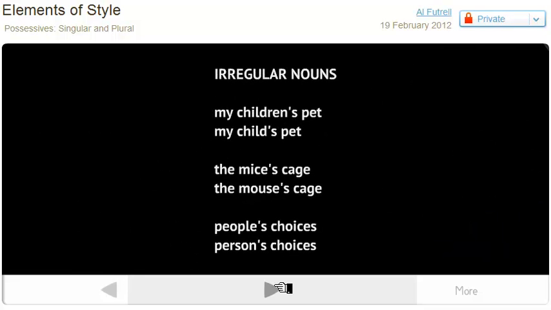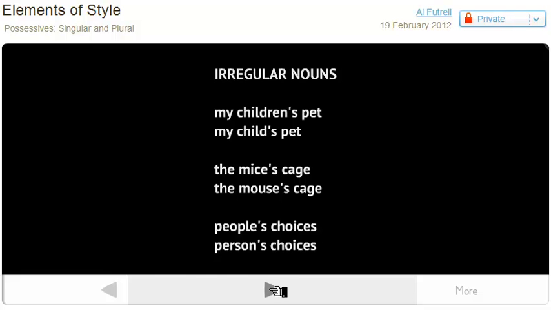Irregular nouns. These are the ones that don't add an S for the plural. So for example, the plural of child is children. So what do we do? We just treat it like a singular possessive. Children's pet. Mice's cage for mouse's cage. Look at people's choices and person's choices. This one's a little more interesting. Person is singular, but we have a whole bunch of choices. Doesn't make any difference how many choices, 1 choice or 500. It'd still be person's choice or people's choice.